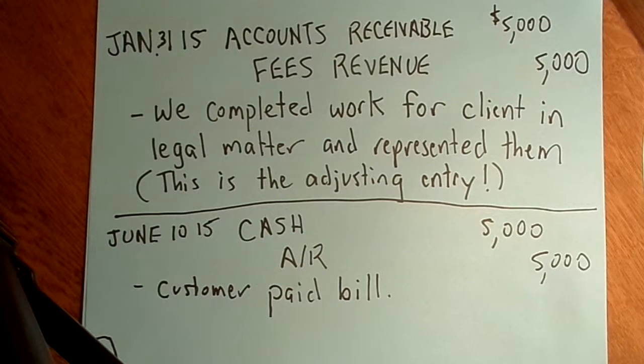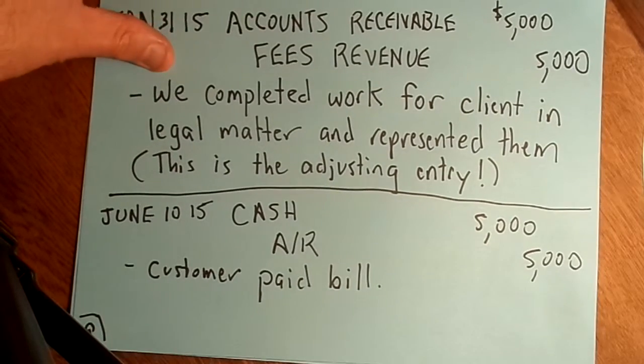Now, the second entry I'm showing is not an adjusting entry, but do notice that on June 10th, if in fact the customer pays us the bill, at this point we'll show cash coming in with a debit to cash and a credit to accounts receivable. Notice that we would not want to show fees revenue anywhere in this transaction because fees revenue went up as it should when we did the work, and fees revenue does not go down or net to zero when we get paid for it.